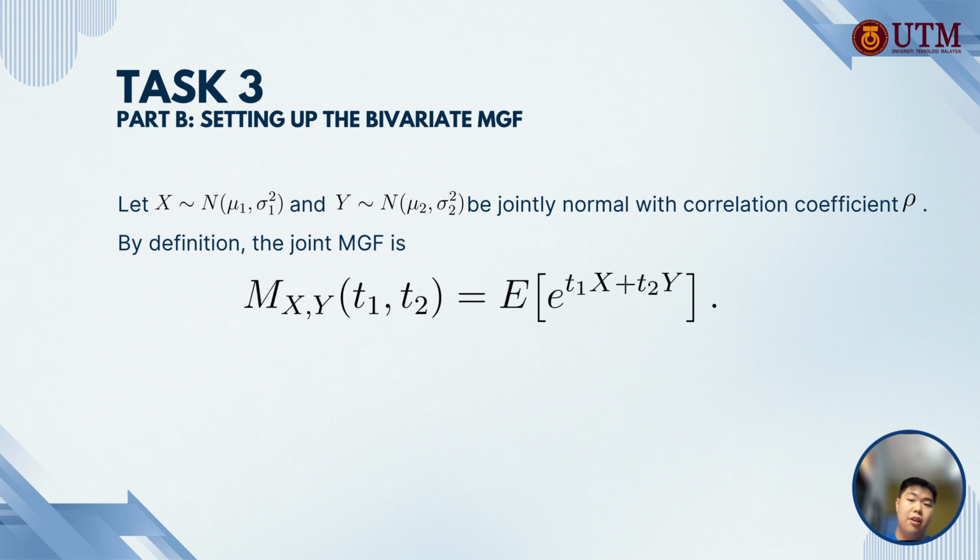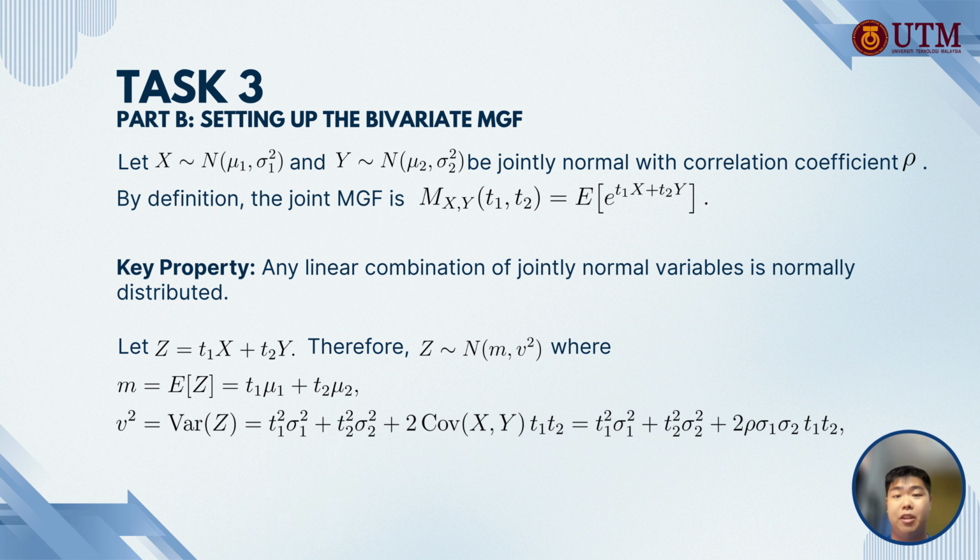Moving to part B, we expand our scope to two random variables, x and y, which follow a bivariate normal distribution and are linked by a correlation coefficient rho. We begin with the foundational definition of the joint moment generating function. However, instead of attempting to solve a highly complex double integral over the joint probability density function, we are going to use structural properties of the normal distribution to bypass the heavy calculus entirely.